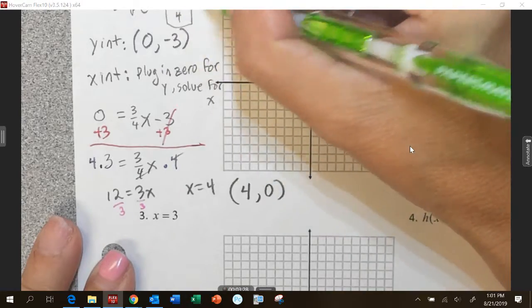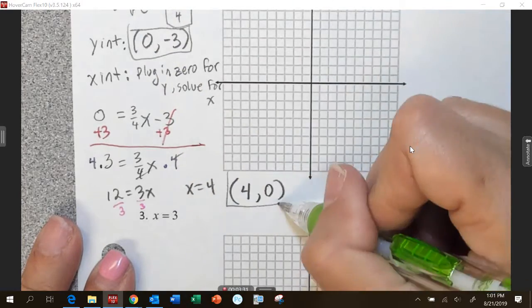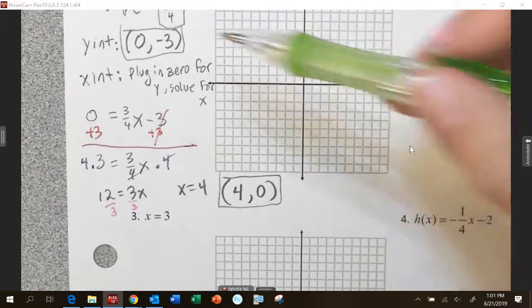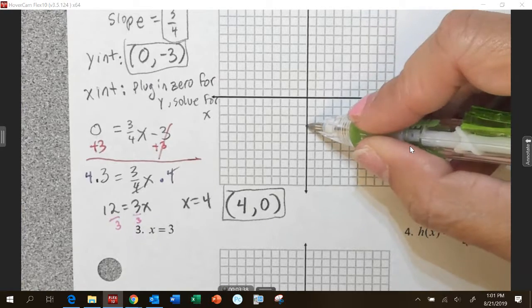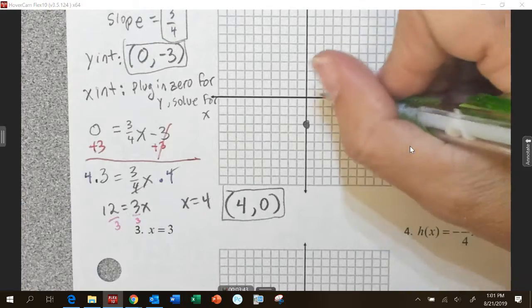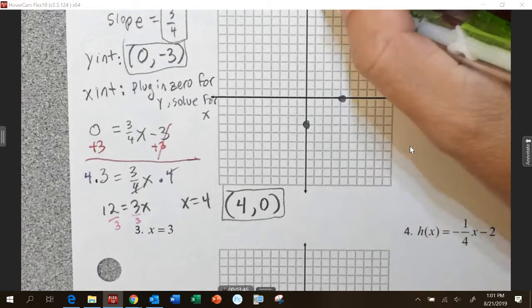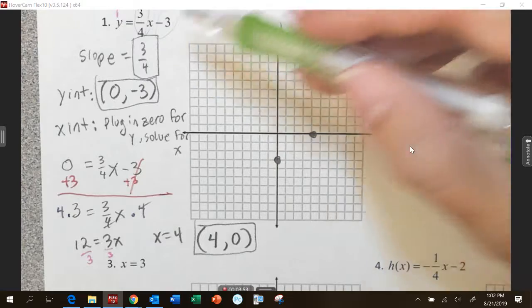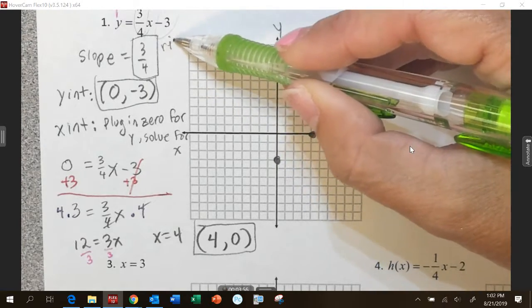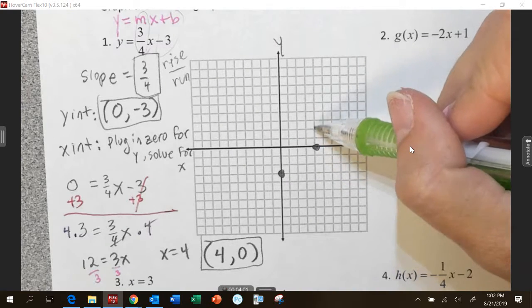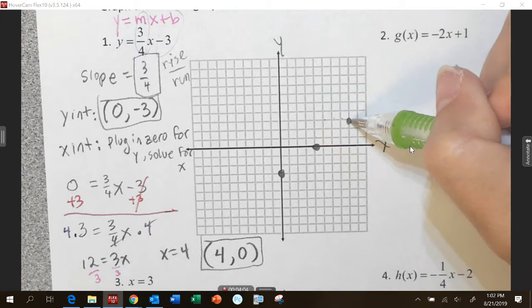So now we have 3 pieces of information that we're going to use to graph this. And then we're going to also use our straight edge. So the y-intercept has to go on the y-axis, 0, -3. The x-intercept goes on the x-axis, 4, 0. And from either of those points, or both of those points, you can use your slope. That says rise over run, 3/4. So start on any point and go up 3/4. Put another dot.